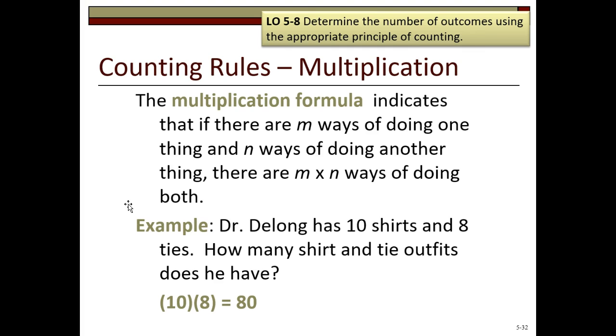So in this example, Dr. Long has 10 shirts and 8 ties. How many shirt and tie outfits do we have? We simply multiply them together, 10 times 8, to get 80 different shirt and tie outfits.